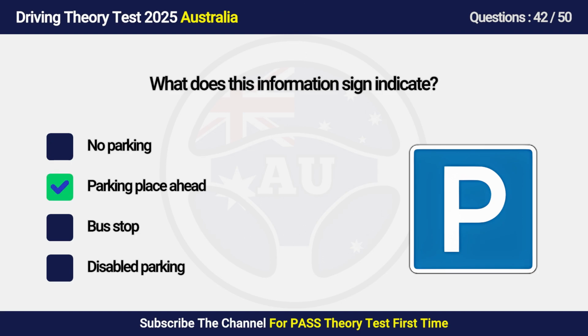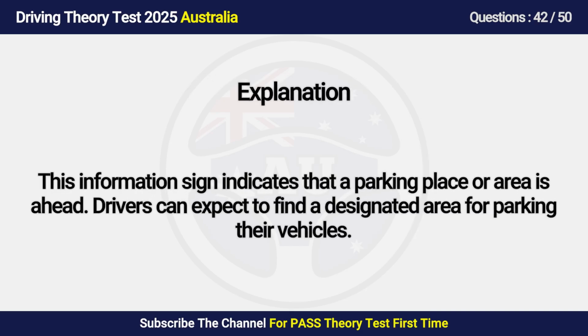Answer is B. Parking place ahead. This information sign indicates that a parking place or area is ahead. Drivers can expect to find an area for parking their vehicles.